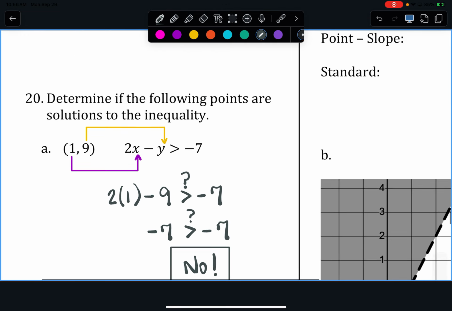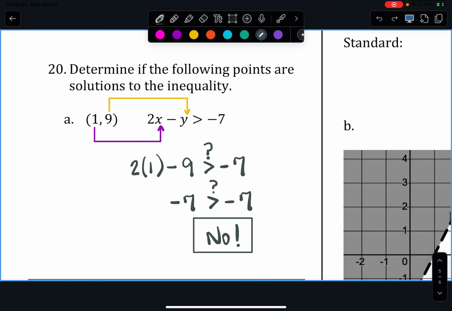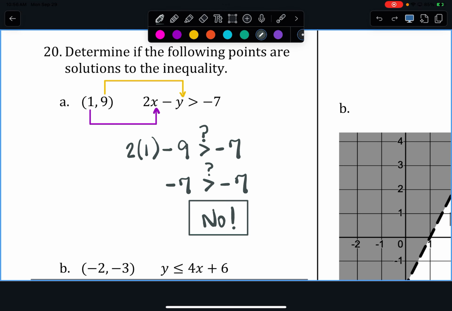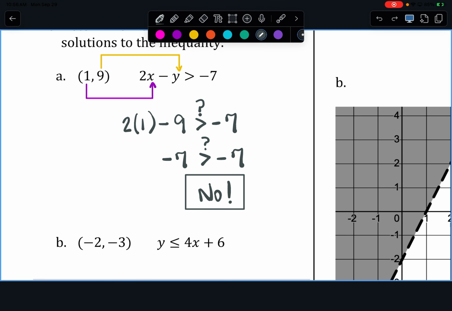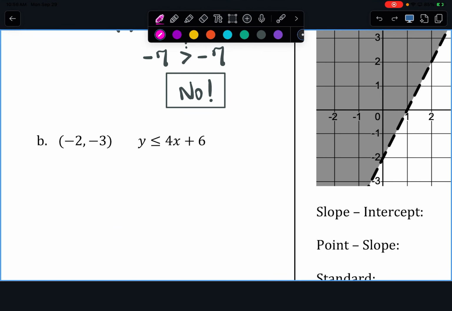He would actually be the scenario that we just talked about. He would be on the line, but it would be a dashed line, and so that's why he's a no. But again, just plug it in. It's two steps of work. It's so much quicker than actually graphing it. Not that you can't graph it. If you get stumped and you think you can draw an accurate enough graph, then by all means. All right, last one on B here, same exact thing.